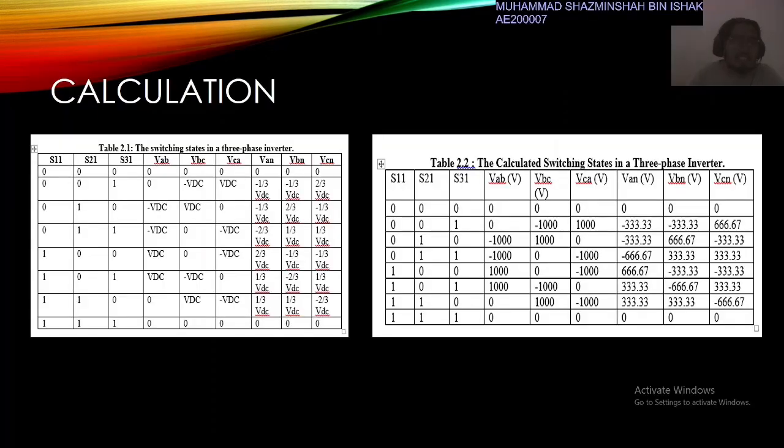Hello, my name is Muhammad Shazmin Shah bin Ishaq, matric number AE200007. I'm going to present to you about calculation.